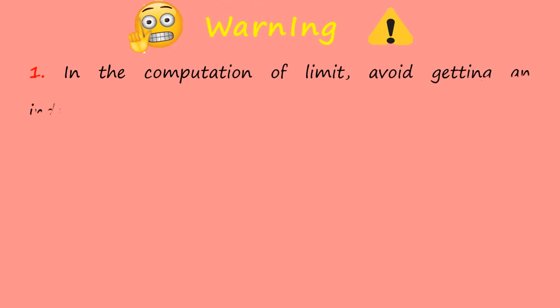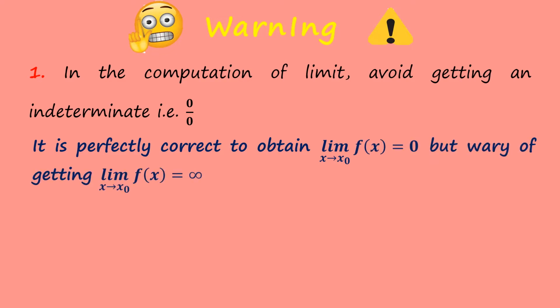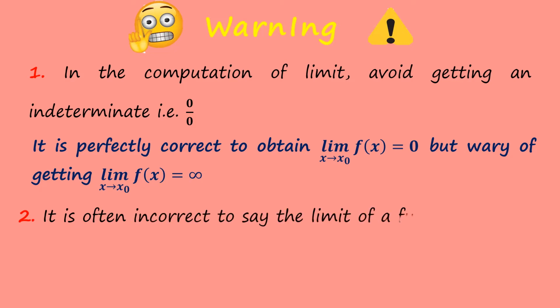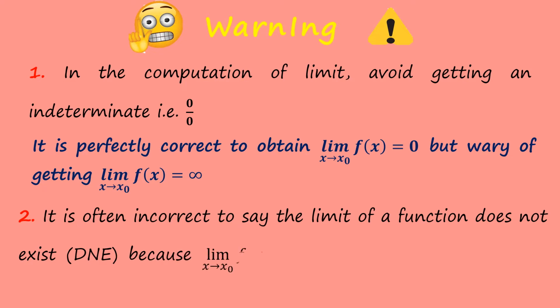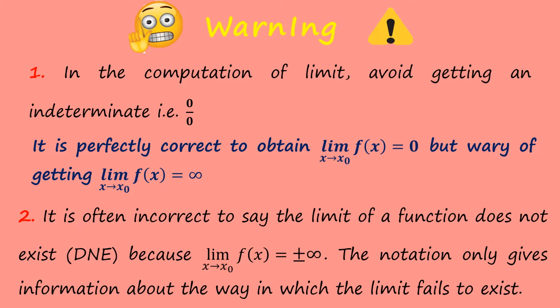There are a few warnings. In the computation of limit, avoid getting an indeterminate form, such as 0 over 0. It is perfectly correct to obtain the limit of f of x to be 0, but be wary of getting the limit to be infinity. It is often incorrect to say the limit of a function does not exist, that means DNE, because you get the limit to be plus or minus infinity. The notation only gives information about the way in which the limit fails to exist.